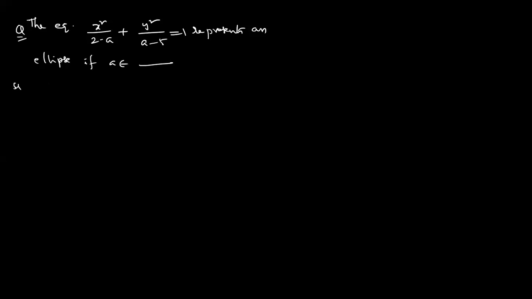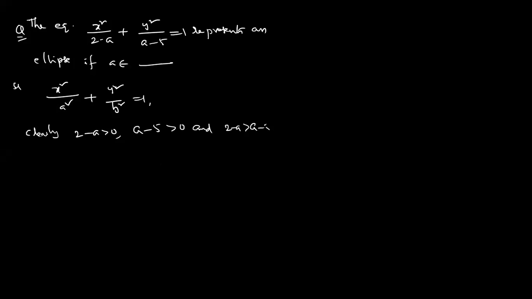Okay. So, dear students, x square by a square plus y square by b square is equal to 1 means what? A square is positive, b square is positive, accepting. So, see clearly, 2 minus a must be greater than 0, dear students. A minus 5 should be greater than 0. That is the answer, see. And if you take it, 2 minus a is also greater than a minus 5. Simplify. 2 greater than a greater than 5.